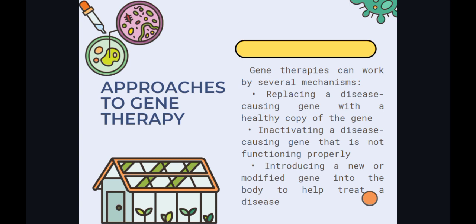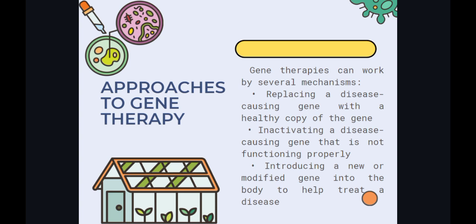Next is inactivating a disease-causing gene that is not functioning properly. So, when a gene in our body is not working properly, gene therapy can act as a switch that can be used to turn off or inactivate the problematic gene. So, magagawa natin to by introducing a modified version of that gene that stops the gene from working. So, kapag na-inactivate natin yung disease-causing gene, mape-prevent natin ito na mag-produce ng harmful effects sa ating katawan.